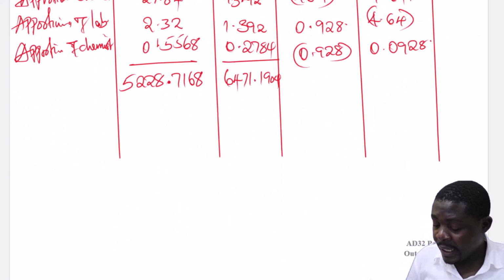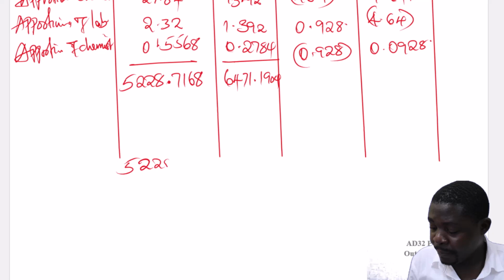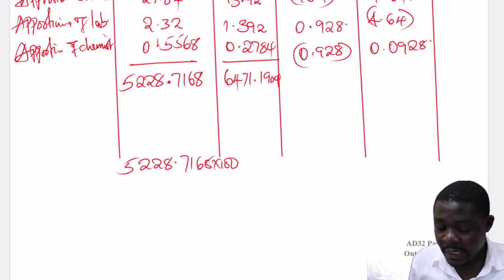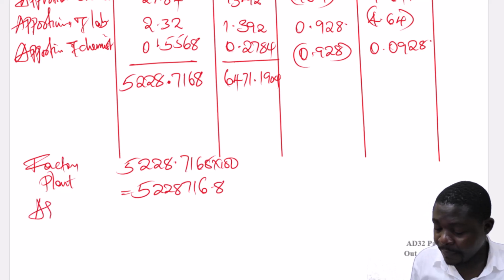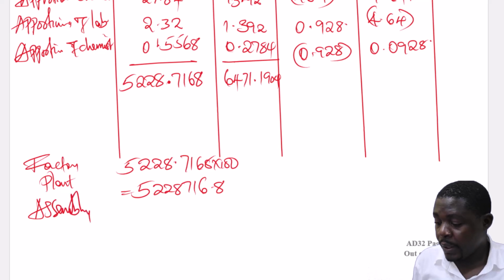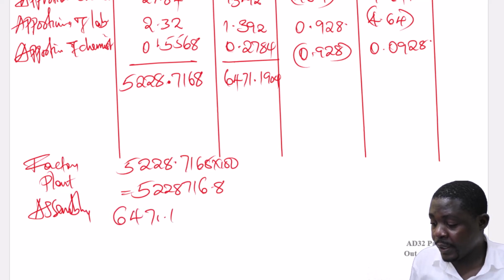We have done that. In thousands, you just take that 522.7168. You just multiply by 1,000 so that we can get the factory plant. The total overhead is 522,871.68. Then we had the assembly. Also take 6471.1904. You just multiply by 1,000, which is 6,471,190.4.